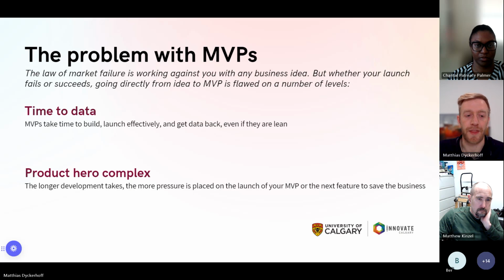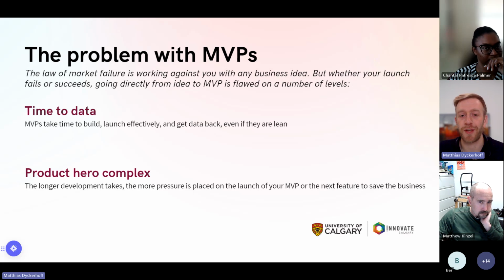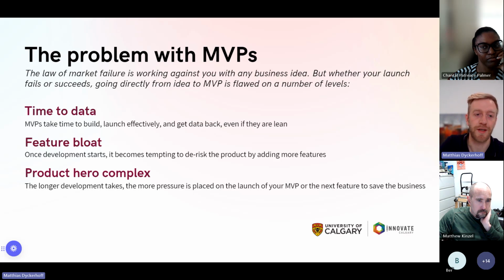There's what I call the product hero complex, which is like as you're developing, the longer you take to develop something, the more pressure is placed on that one launch to really save the business or make the business case for the business. During development as well, of the product, whether it's software or otherwise, once you're building a solution, it becomes really tempting to try to de-risk the business by adding more functionality in order to really make it more attractive.